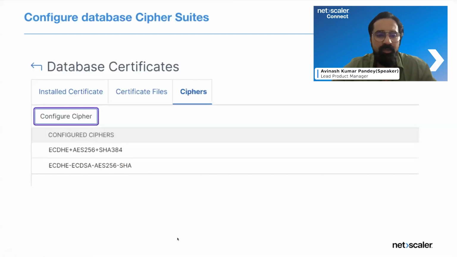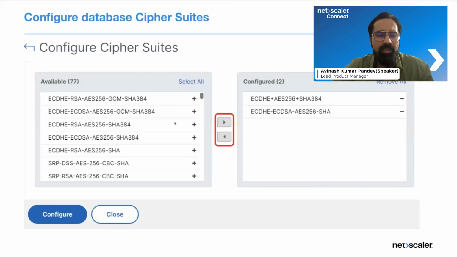In case you feel there are some ciphers which need to be added further as per your policy guideline, you can always click on configure ciphers, and then it will take you to the page where you have a similar experience to how you would have been doing on the SSL dashboards or the NetScaler SSL settings, where you can select ciphers. Same way the experience is here as well.